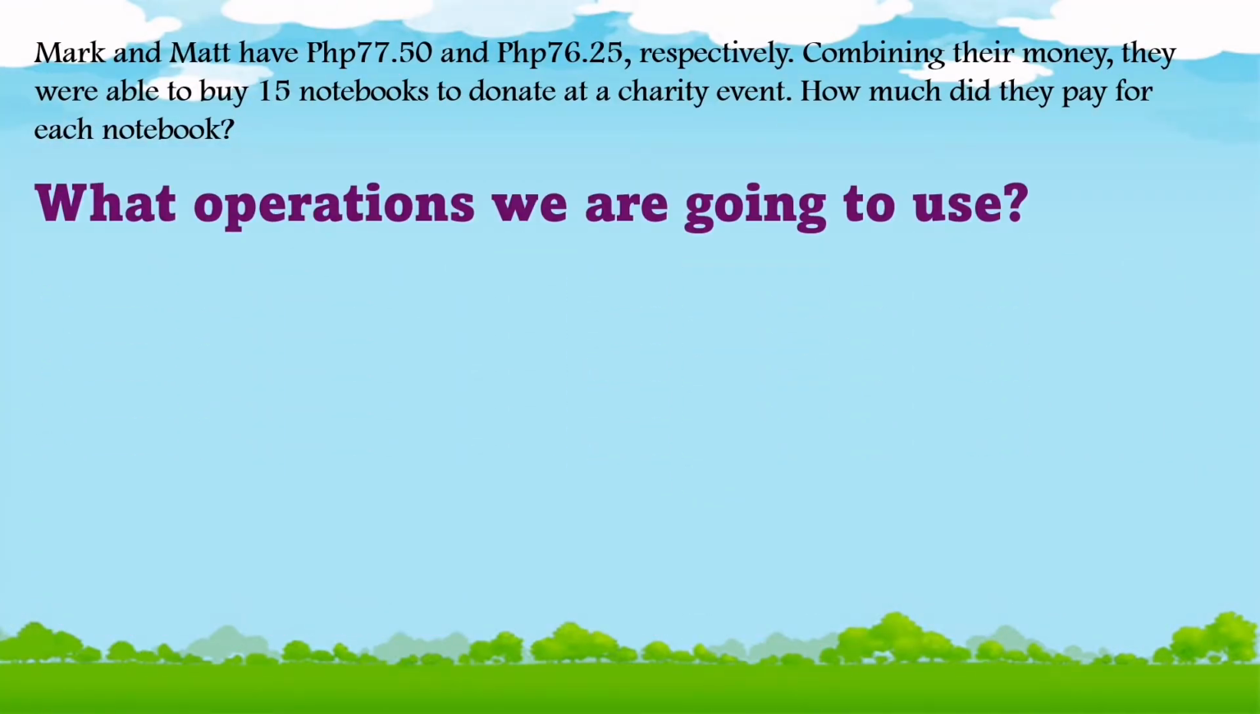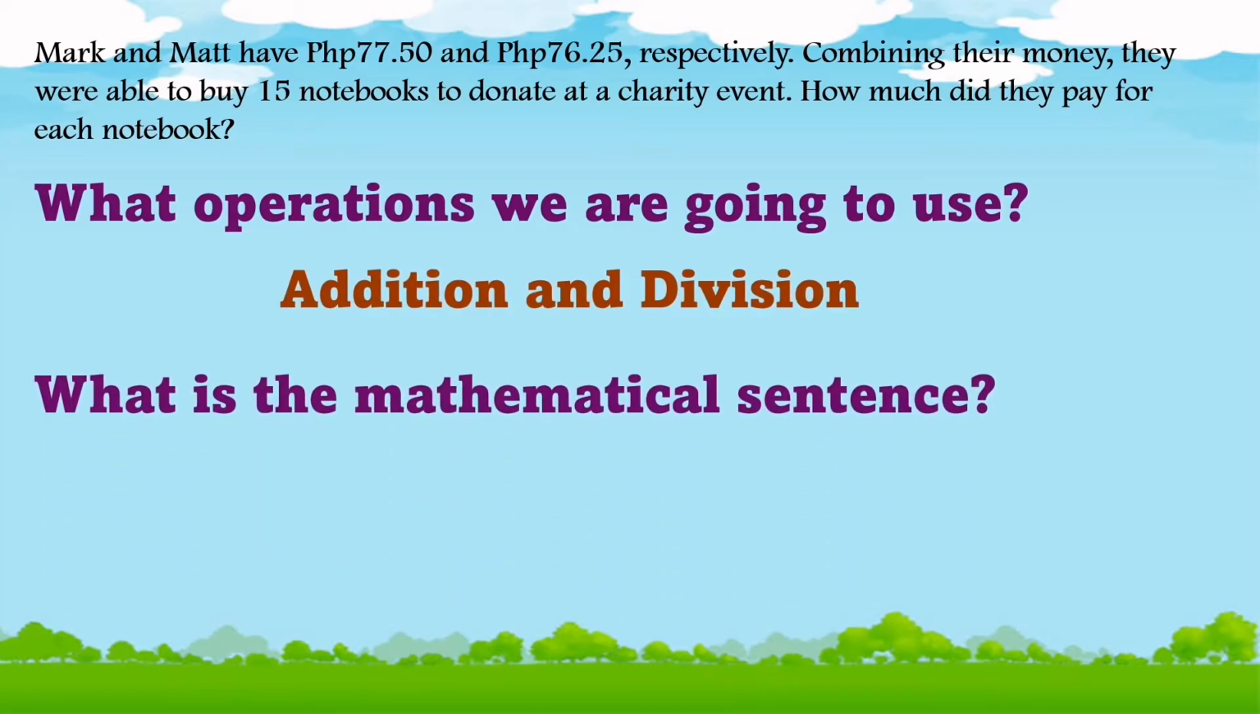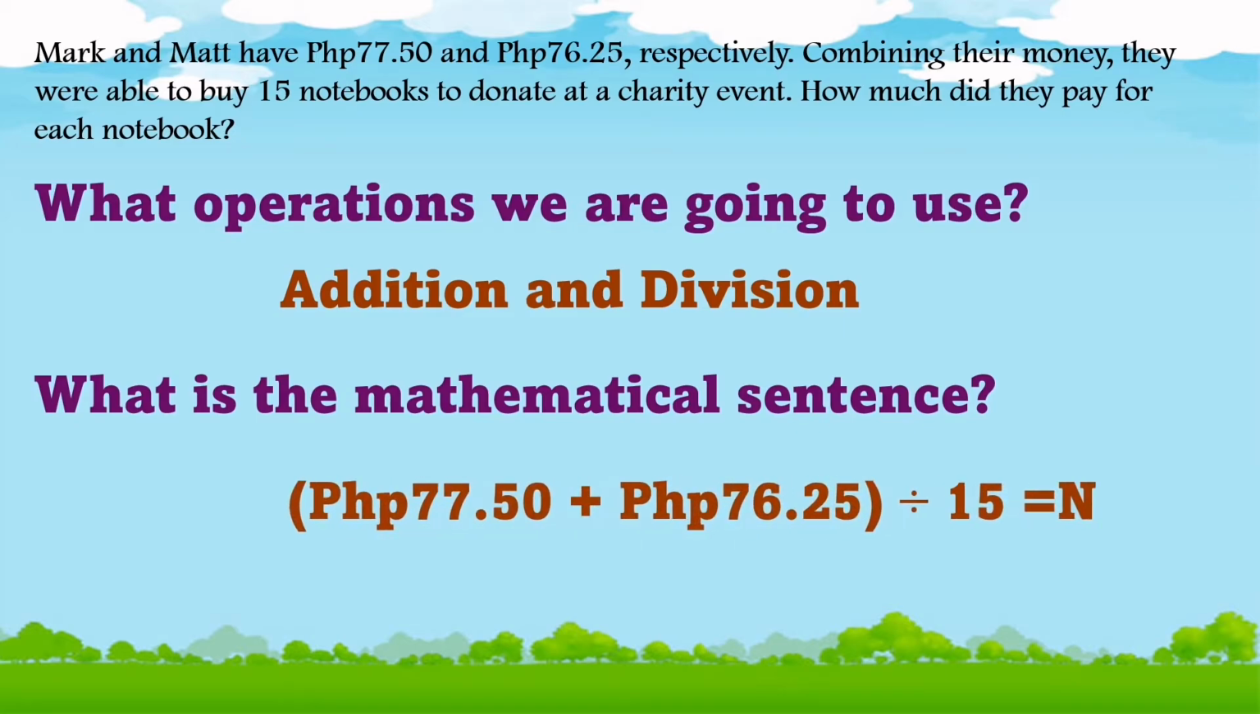What operations are we going to use? Since we have to know first the total amount that Mark and Matt have, we will use addition and division by dividing the total amount by 15 to know how much they paid for each notebook. So the operations we're going to use are addition and division. Now, our mathematical sentence will be 77 pesos and 50 centavos plus 76 pesos and 25 centavos divided by 15 equals n.